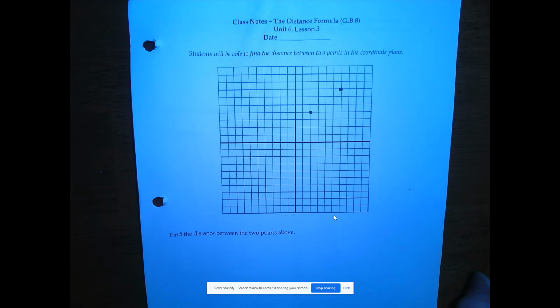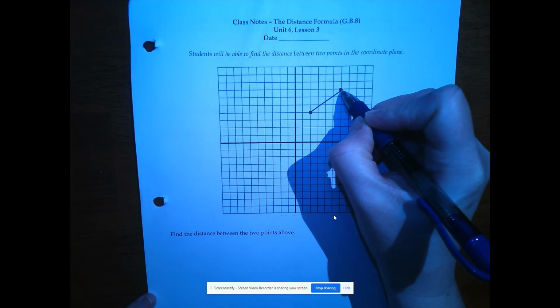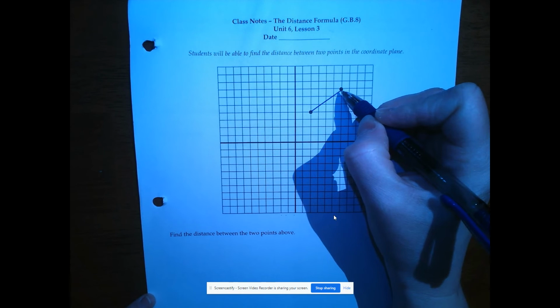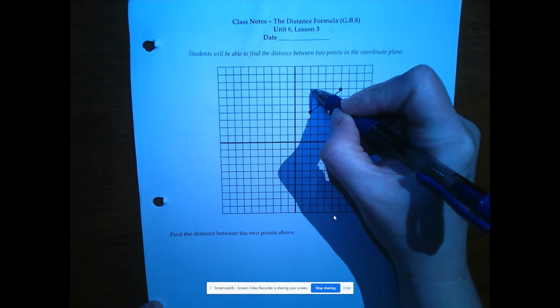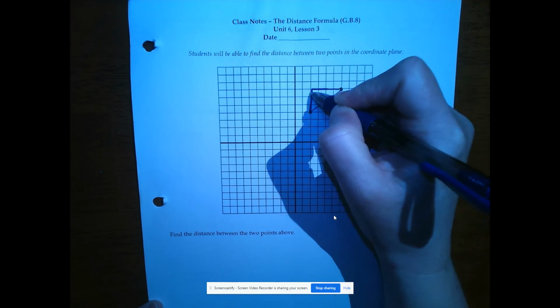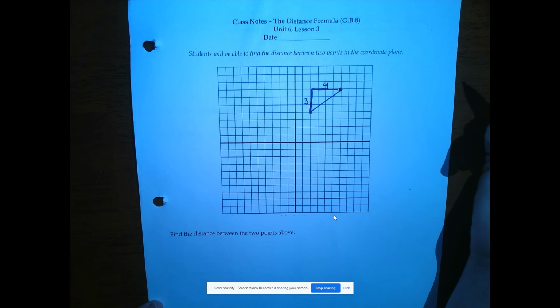Students will be able to find the distance between 2 points in the coordinate plane. So if we want to find out how far apart these 2 points are, we can make the slope triangle like we were doing before when we were finding slope. Like if we wanted the slope of this segment, we could do rise over run. And you would look at it and say, okay, the rise is 3 and the run is 4. And then you would say the slope is 3/4.